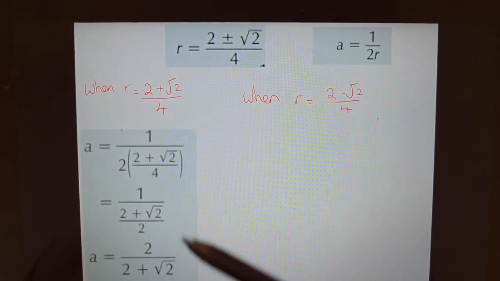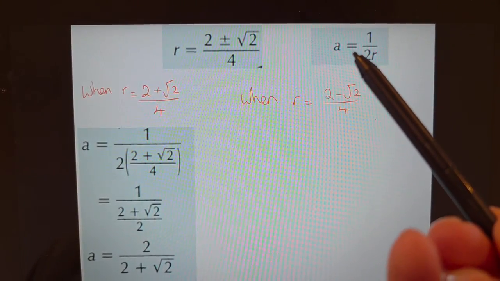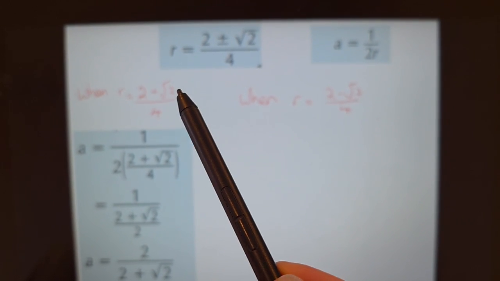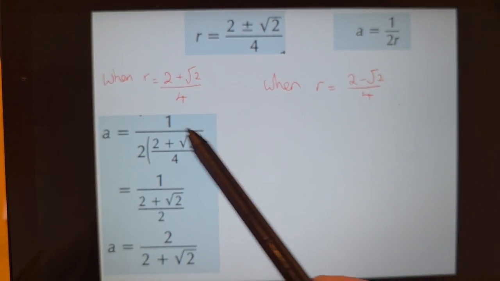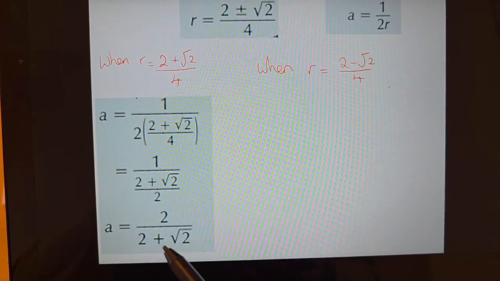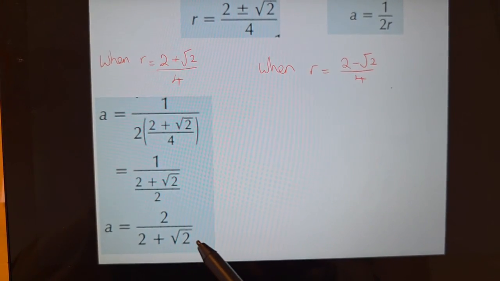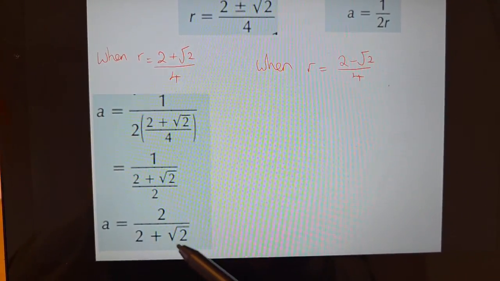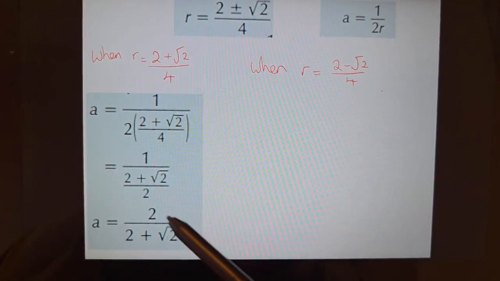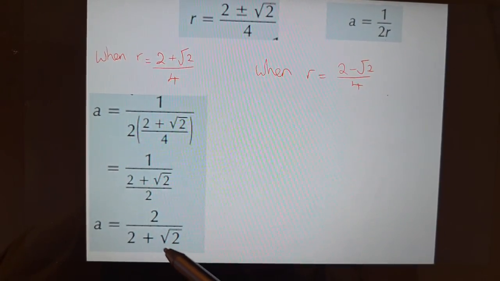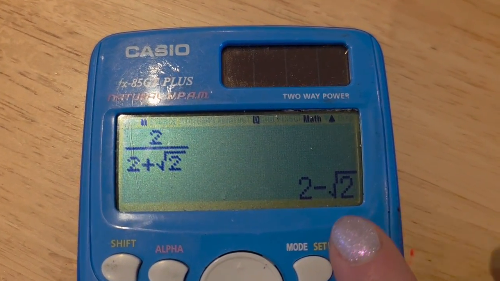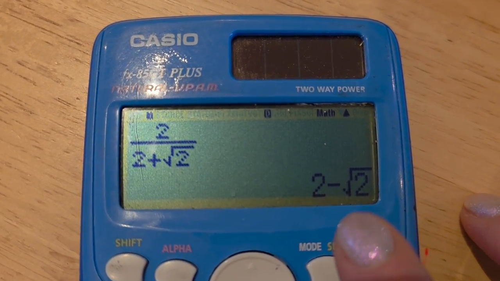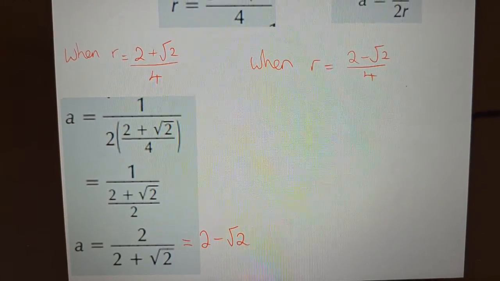Okay. So that's my expression for a. If r is 2 plus root 2 over 4 and I sub in instead of r, and the calculator will do the work for you, you should eventually get out 2 all over 2 plus root 2. Now, the calculator will automatically rationalize the denominator for you, so it won't give you this answer, it will give you back this answer instead, which is perfectly fine. So that's one value for a, 2 minus root 2.